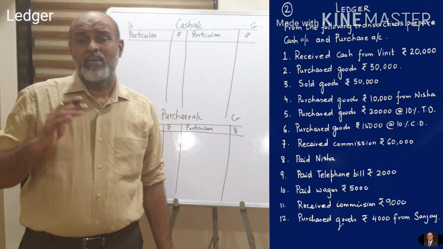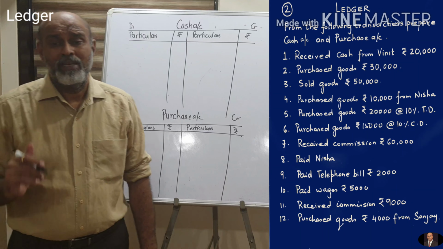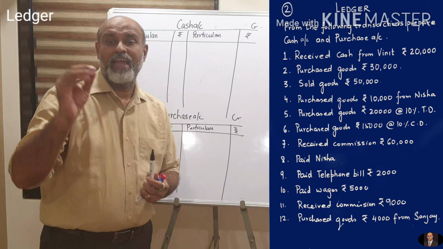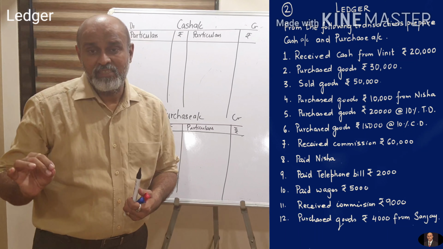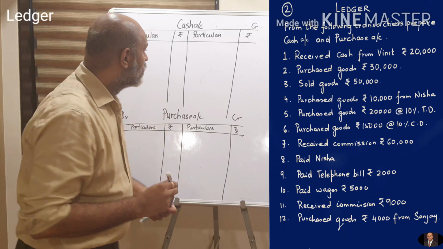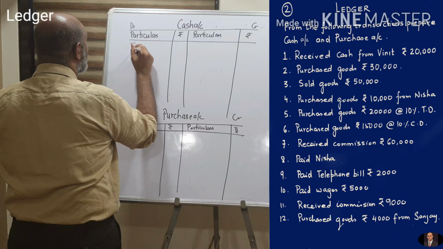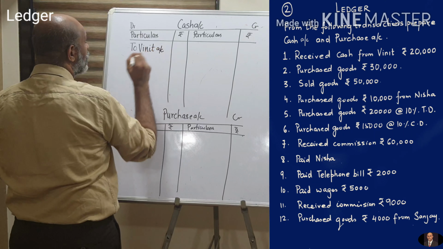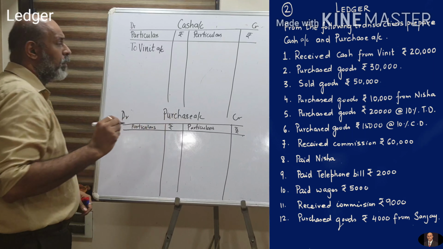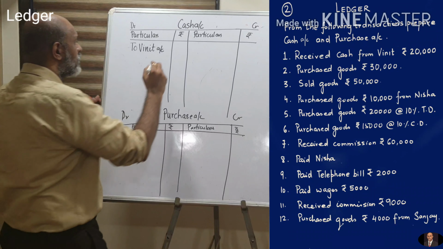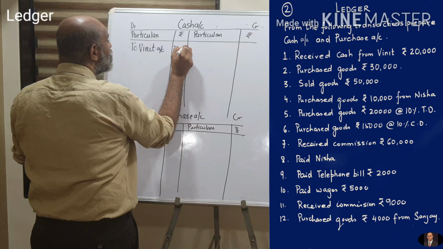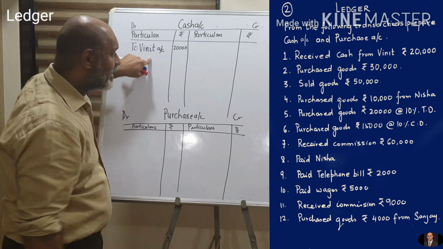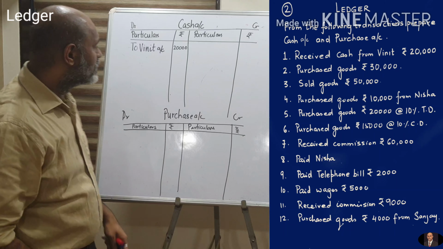The first entry is received cash from Vinith rupees 20,000. So the journal entry is cash is coming in, cash is a real account. Cash account debit to Vinith. Vinith is the giver, so credit the giver. The amount being 20,000, so I write here 20,000. Now if you had opened the other account, that was Vinith's account, you would have gone to the credit side and you would have written by cash. So this was your first entry.